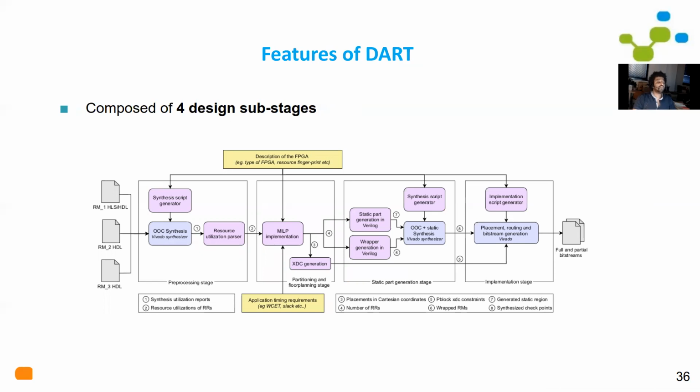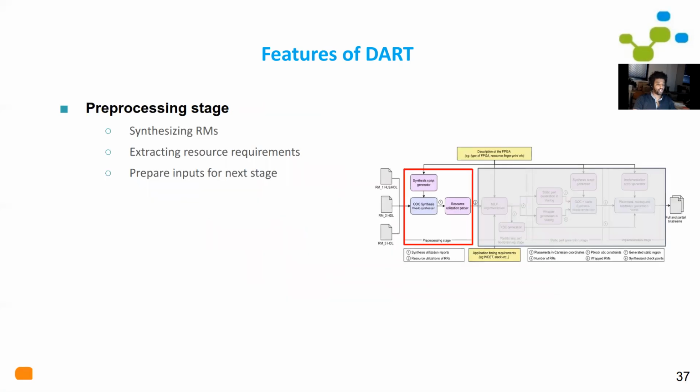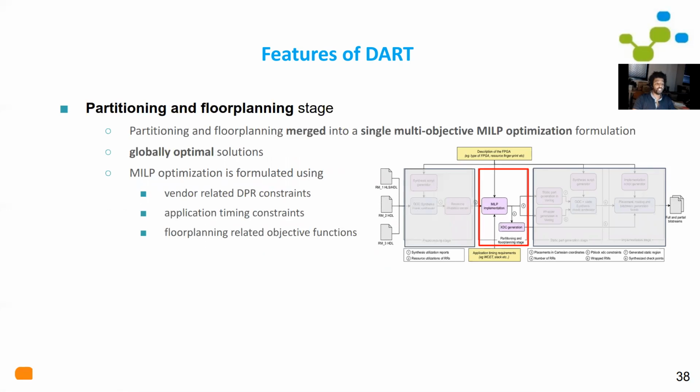Dart is composed of four design stages. The first stage is called the processing stage, which takes in the inputs from the designer, which are the source files for the accelerators, the description of the FPGA, and the timing requirements, and then synthesizes the modules, extracts the resource requirements of the modules, and passes them to the next level, which is the partitioning and floor planning stage.